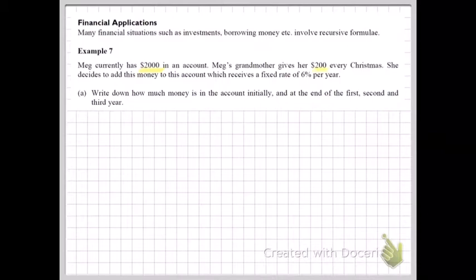Okay, so we start with $2,000. She's adding $200 to it every year, and she's earning 6% interest per year. So the following year, the value of her investment will be 1.06 times whatever the value was for the previous year. That's 106% of the previous year's value. But she's adding $200 to the amount before the interest is calculated. So we bracket Tn plus 200. And the initial value is $2,000.